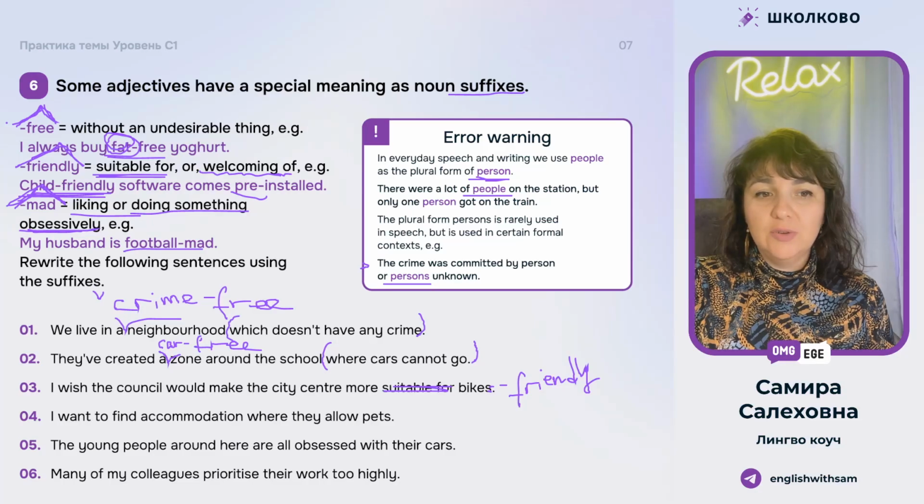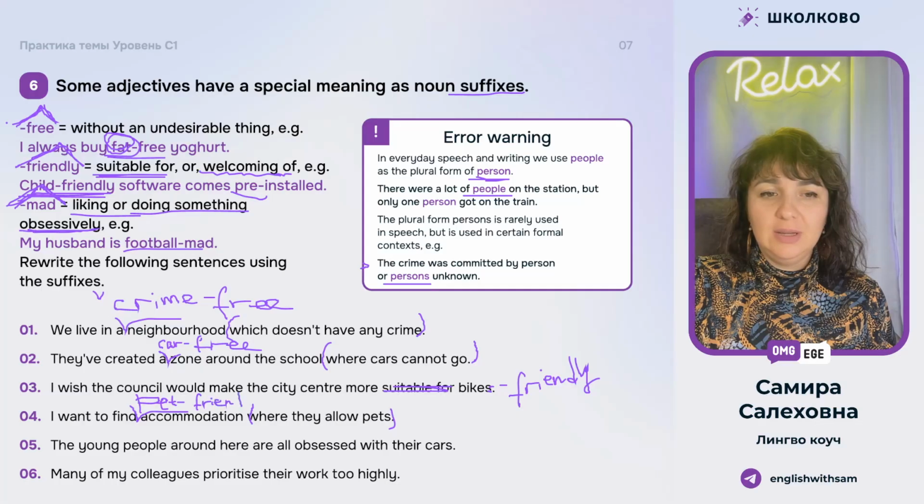I want to find accommodation where they allow pets. Pet free будет неверно, да? А что нам нужно сделать снова? Pet friendly. That's right. Pet friendly.